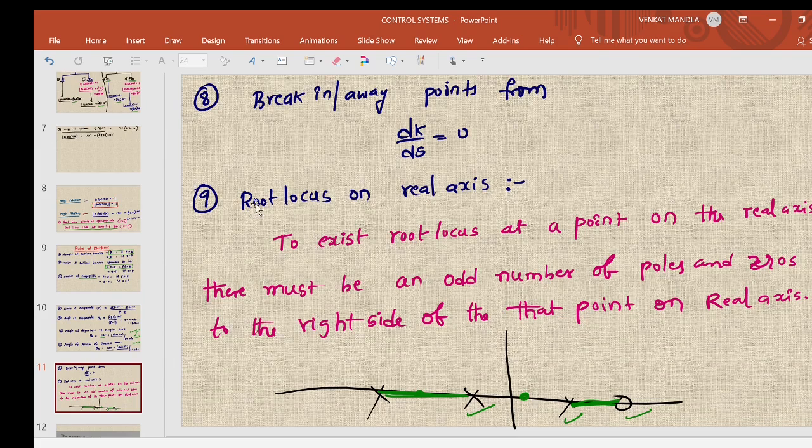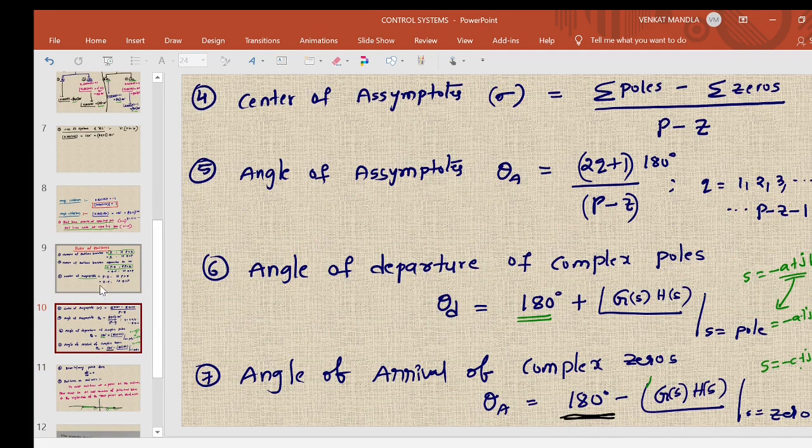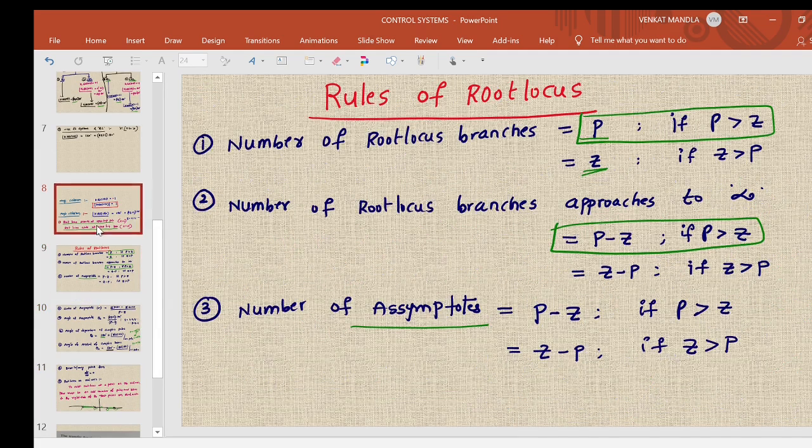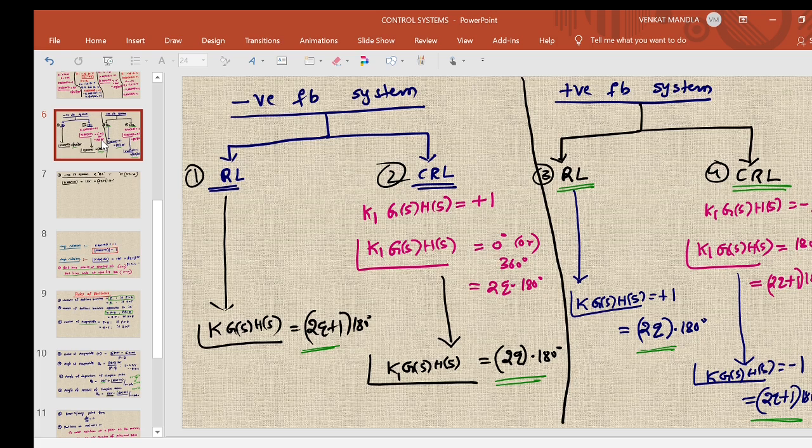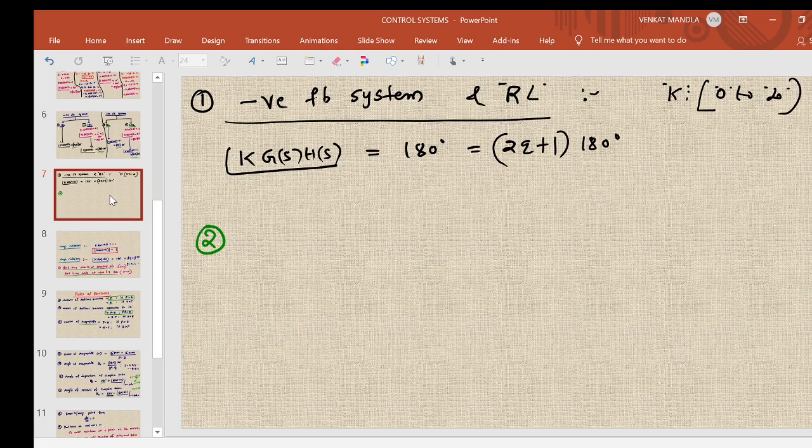These rules are because the angle criterion is odd multiples of 180 degrees. All these rules, we have taken for the first condition, negative feedback system and root locus. Now I will take the second condition, the complementary root locus and negative feedback system. This is the negative feedback system, and we are taking the complementary root locus for it.